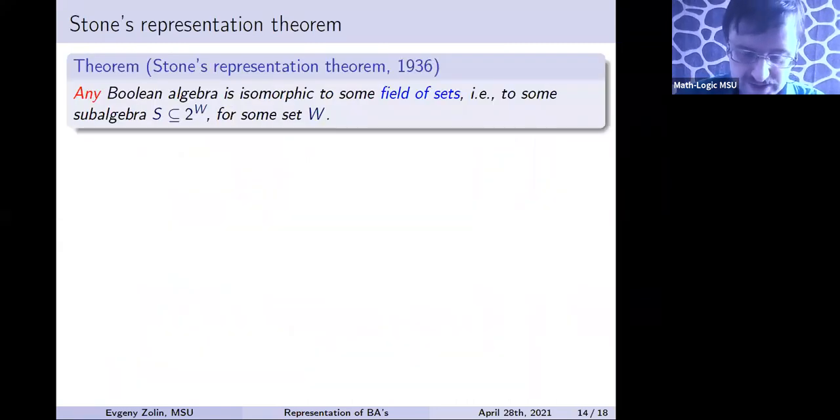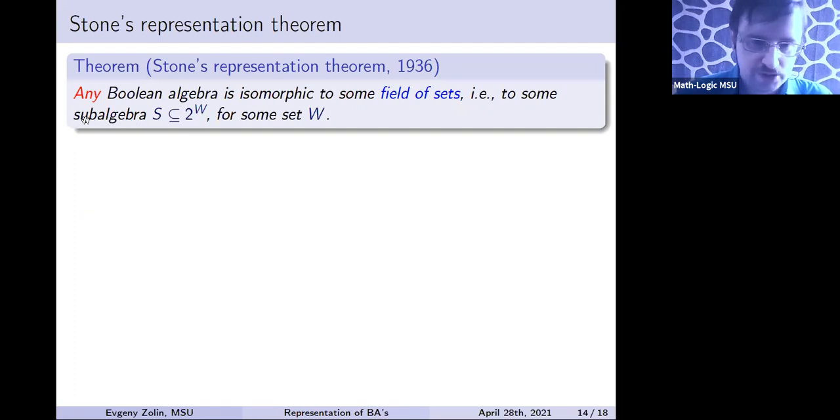Okay, nevertheless, Stone succeeded to prove the following remarkable theorem in 1936. Any Boolean algebra is isomorphic to some field of sets. Recall that a field of sets is some subalgebra of the set of all subsets. So S contains only some subsets of W.